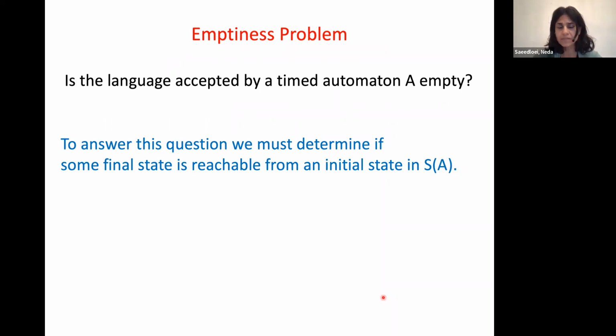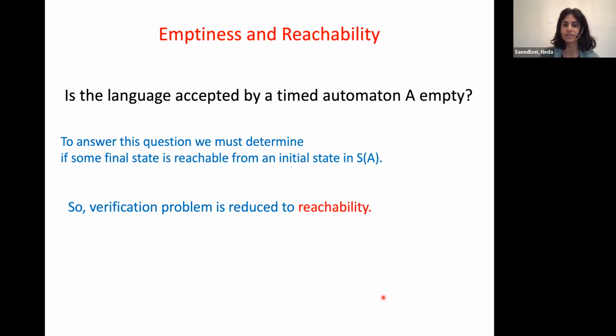Given an automaton, the emptiness problem asks whether the language accepted by a timed automaton is empty. To answer this question, we must determine if some final state is reachable from an initial state in the state transition system corresponding to a timed automaton. So we are given a timed automaton, we have its corresponding state transition system, and we would like to know if some final states are reachable when we start from the initial state.